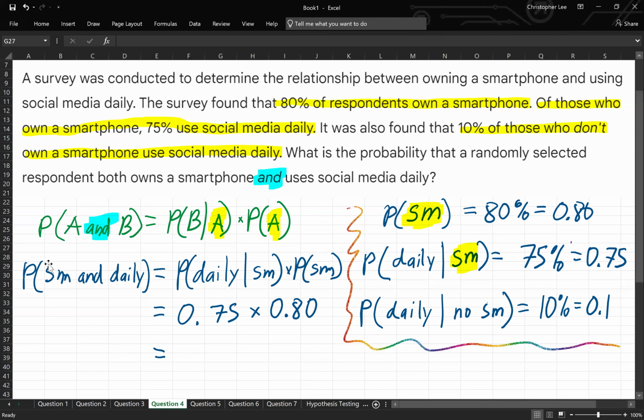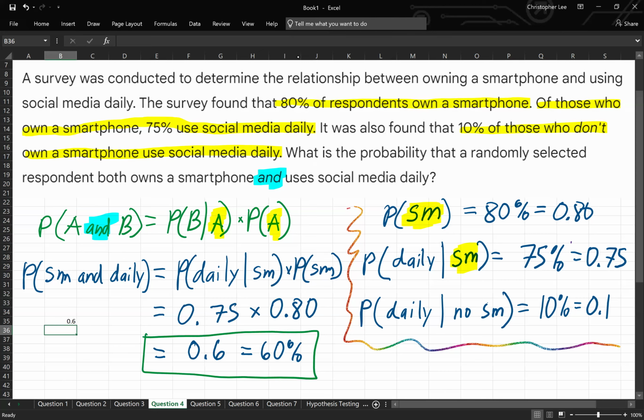All right. Let me see if I can get that real quick. 0.75 times 0.80, 0.6. Now you could give me 0.6, or if you want to give me 60%, I'll take that as well. I'll take either one of those answers right there. Does that make sense a little bit more?